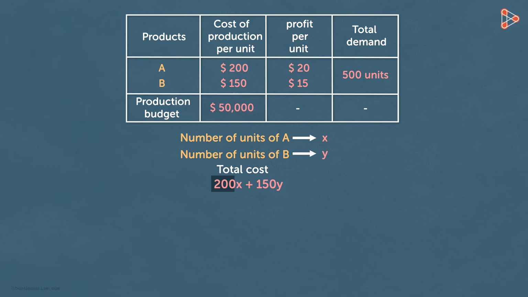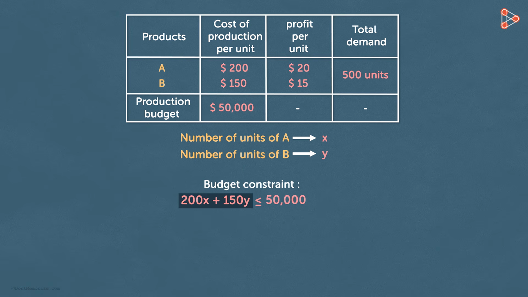Can you write this constraint in the form of a mathematical expression? Here's the answer. This expression represents the budget constraint of the problem. The total cost should not be more than $50,000. Now let's express the total demand of the two products in a similar manner. Give it a try. The combined monthly demand of the two products will not exceed 500 units. Therefore, we use the less than or equal to sign to write this expression.